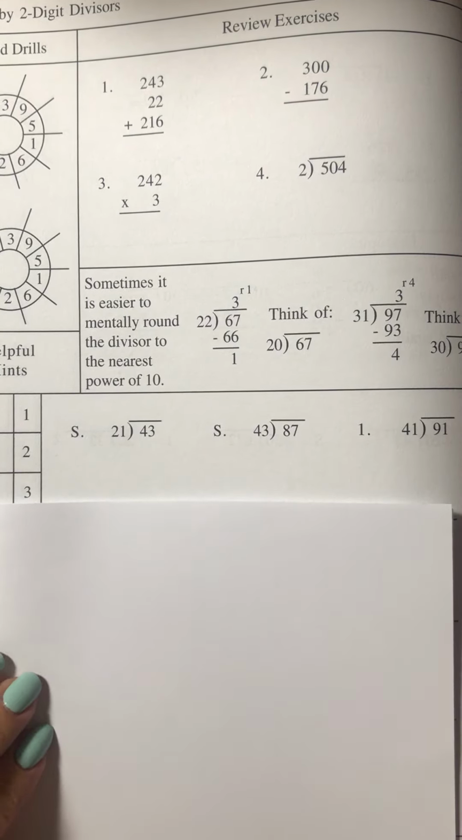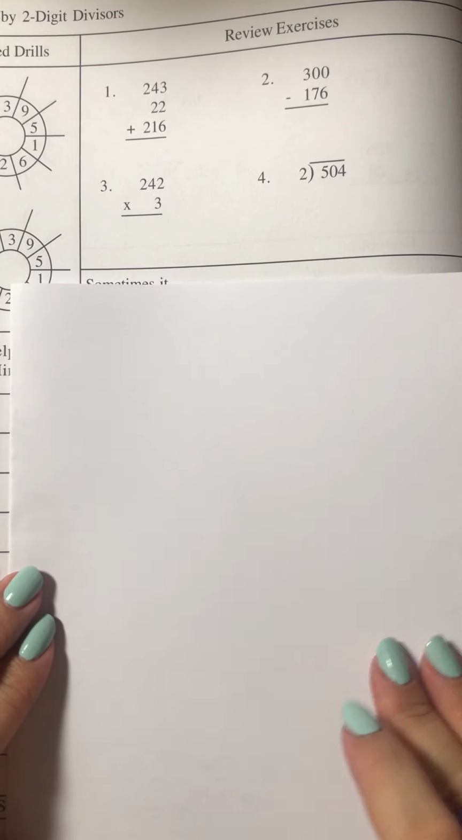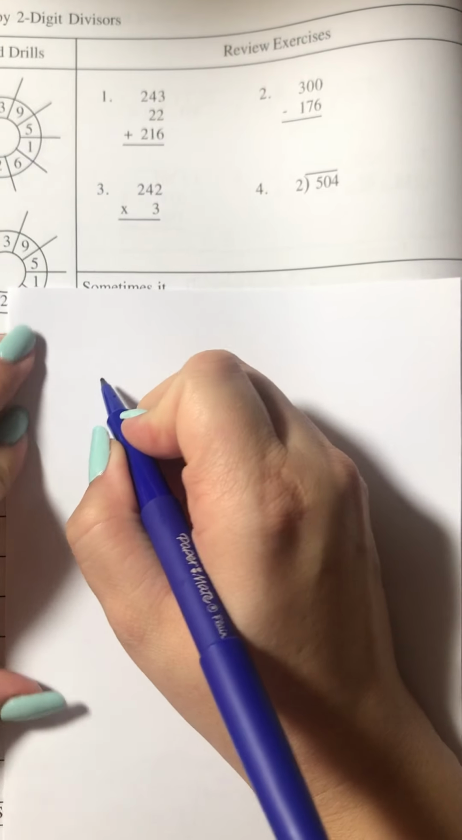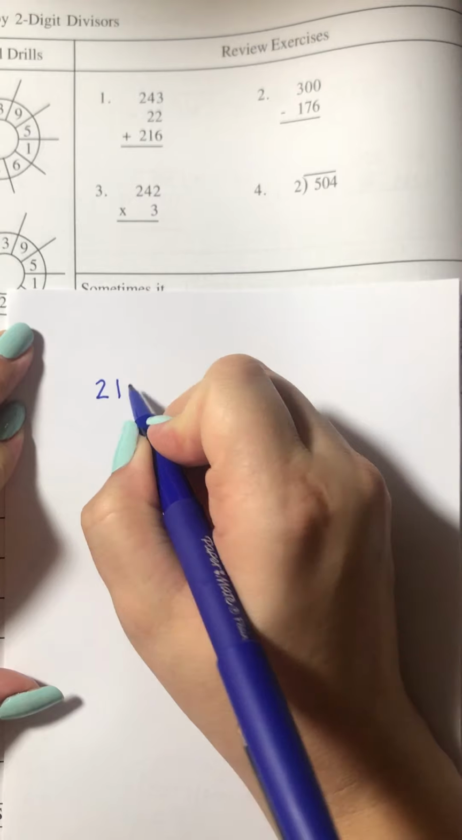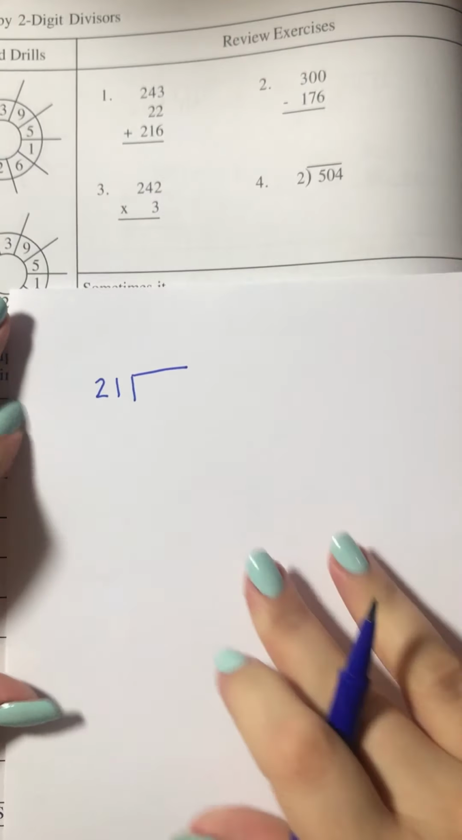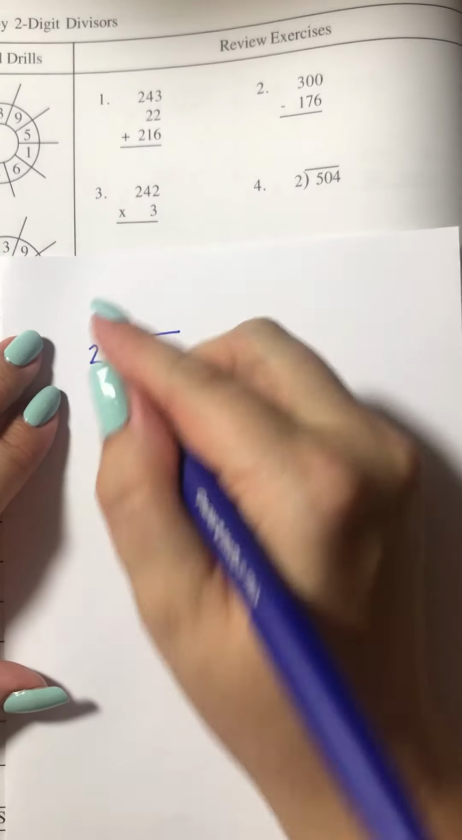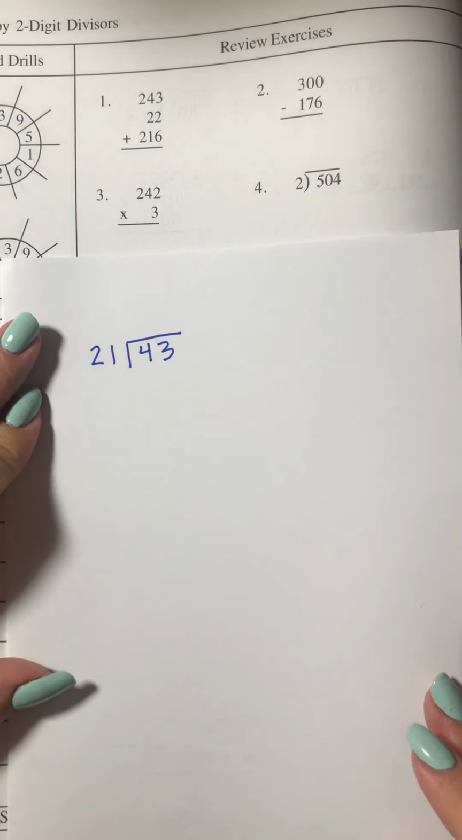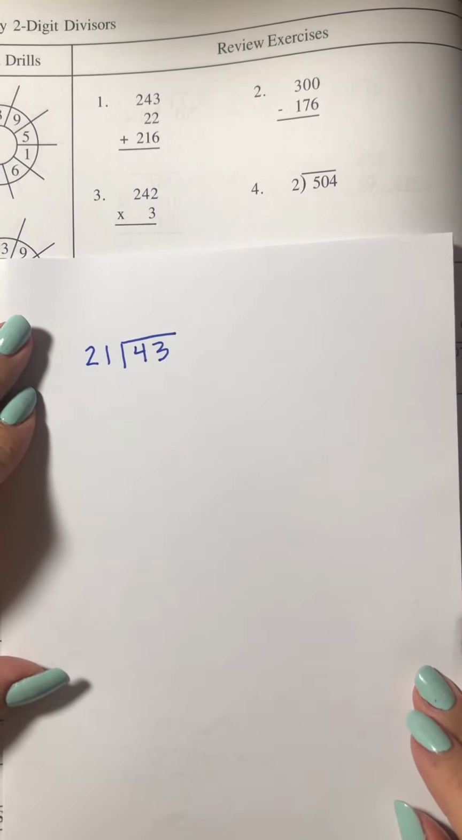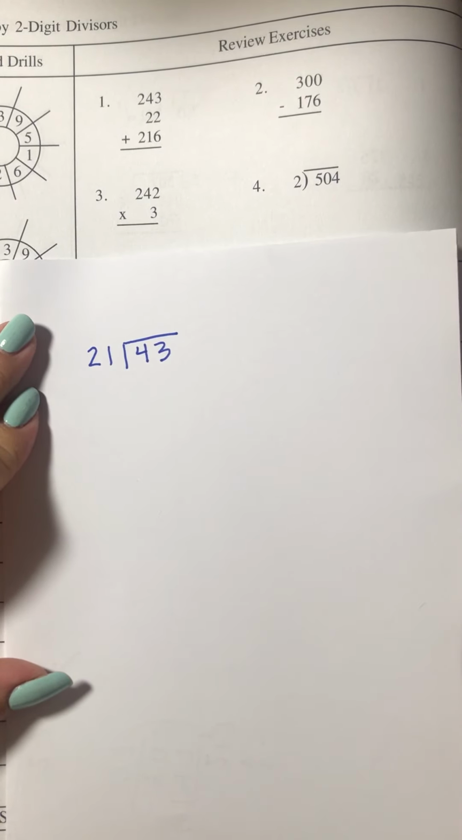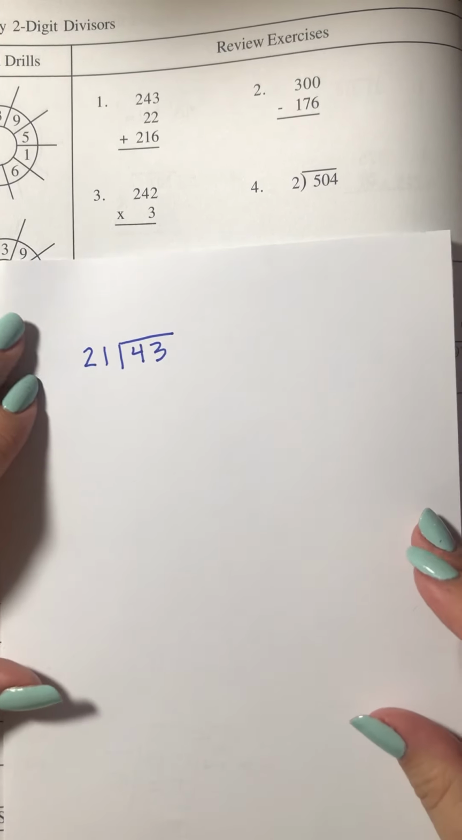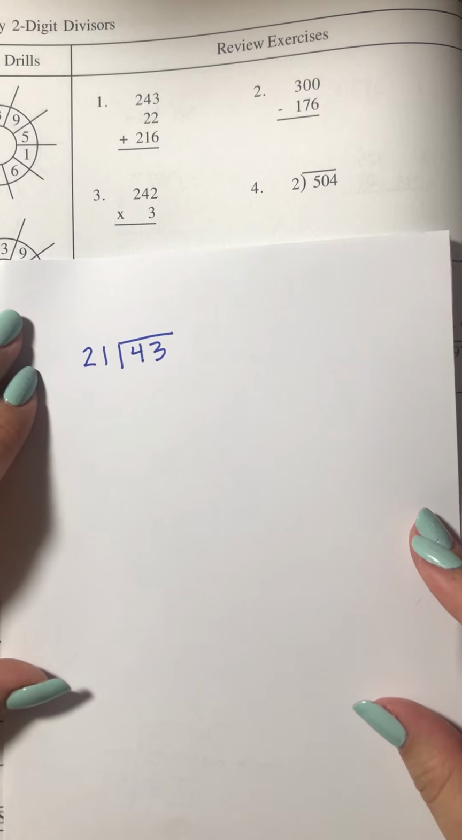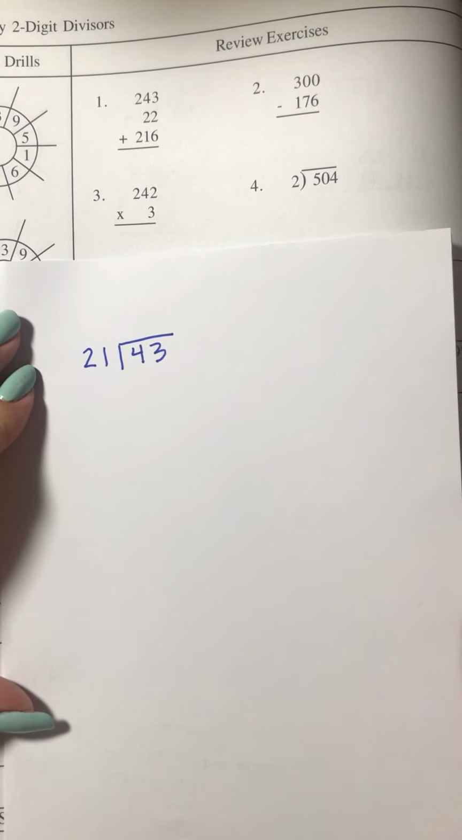So today we have 21 into 43. And sometimes when we have random numbers instead of numbers in the tens place, it can be a little bit more challenging, but it's still the same. So just like yesterday, we determine how many times 21 fits into 43, and we know for sure that it fits in one time because 21 is smaller than 43. But does it fit in two times?